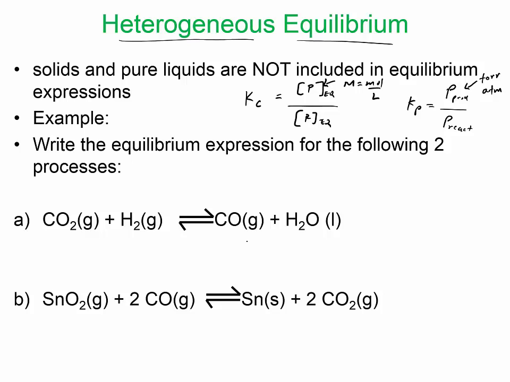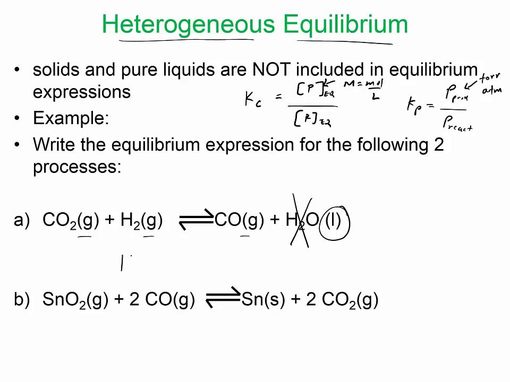So, this concept, heterogeneous equilibrium, is when in your reaction you have more than one physical state. So we have gases and then you have a liquid. So this is heterogeneous, more than one. This says write the equilibrium expression for the following two processes. So for this one, we do not include the H2O in the equilibrium.